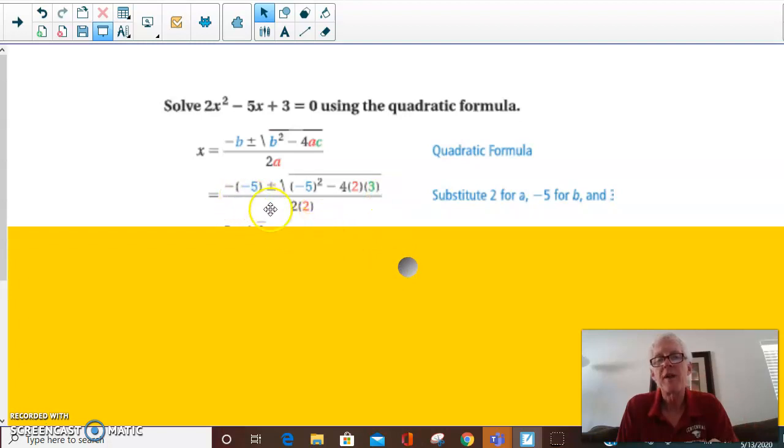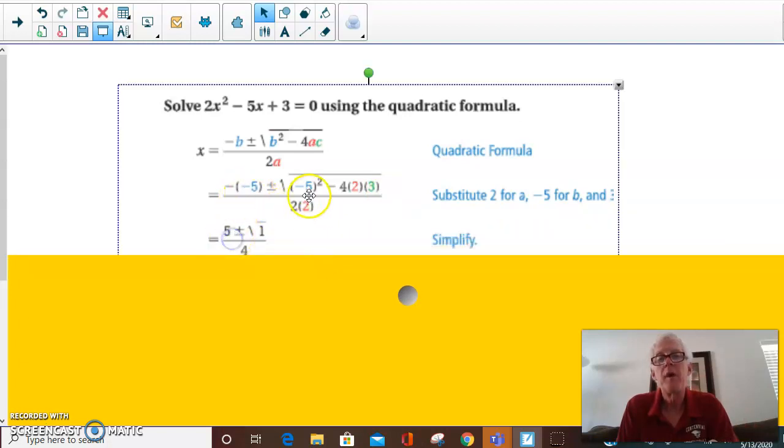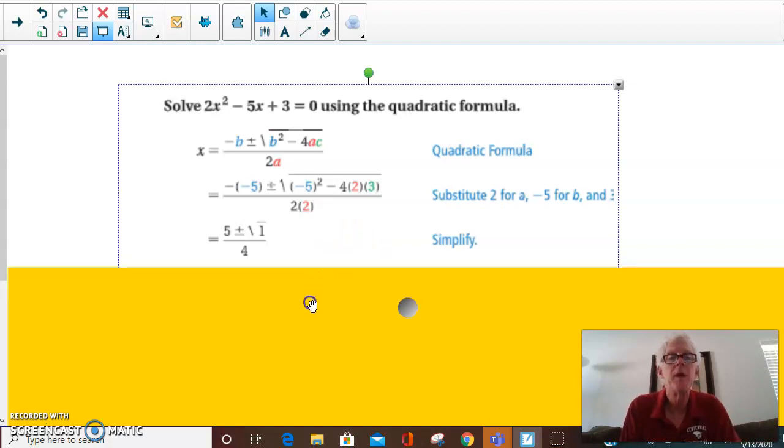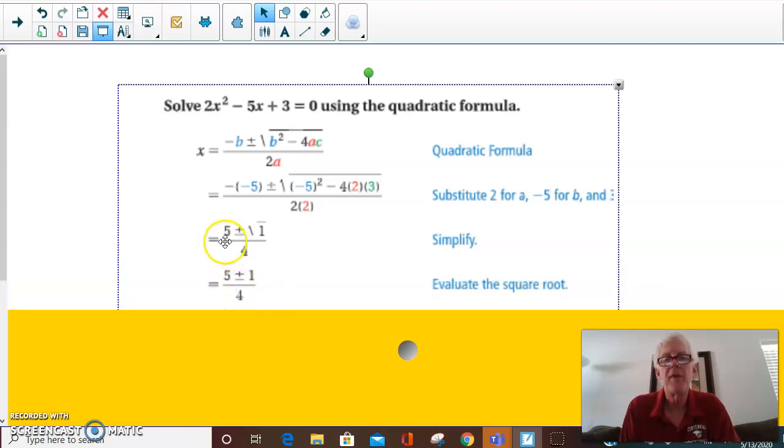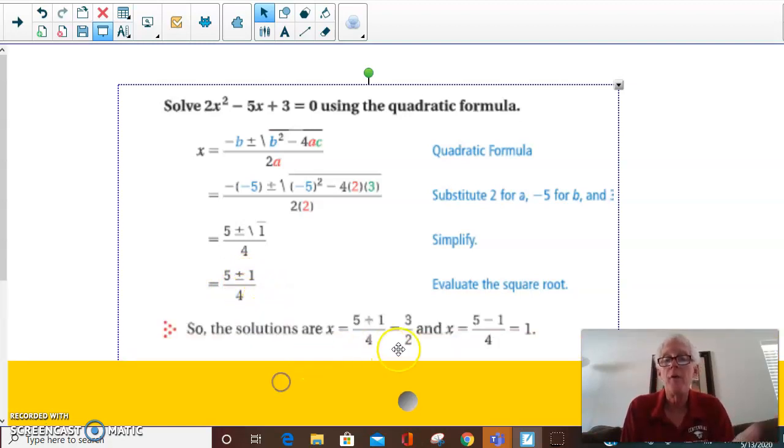Negative 5, take a look at that. When we simplify, that's going to be 5. The square root of negative 5 squared is 25, 4 times 2 times 3 is 24. Square root of 1 over 4. So actually, it went from pretty ugly to kind of compact pretty quickly. The square root of 1 is 1. So you end up with 5 plus or minus 1 over 4. And there's 2 of those, a 5 plus 1 and a 5 minus 1. And there are your solutions. 5 plus 1 over 4, 5 minus 1 over 4.